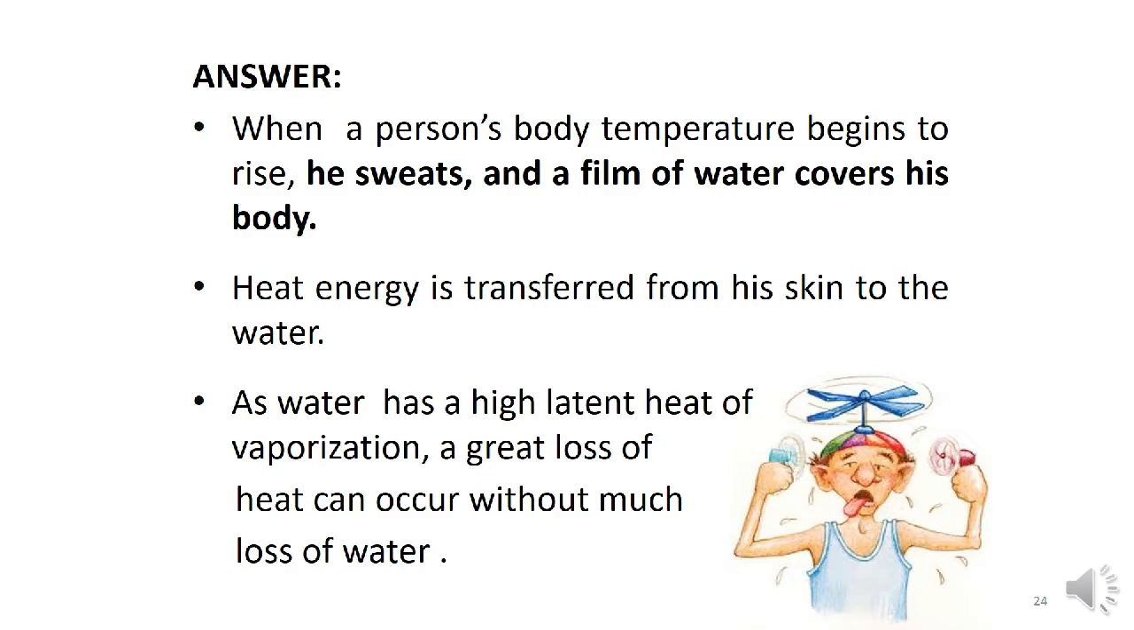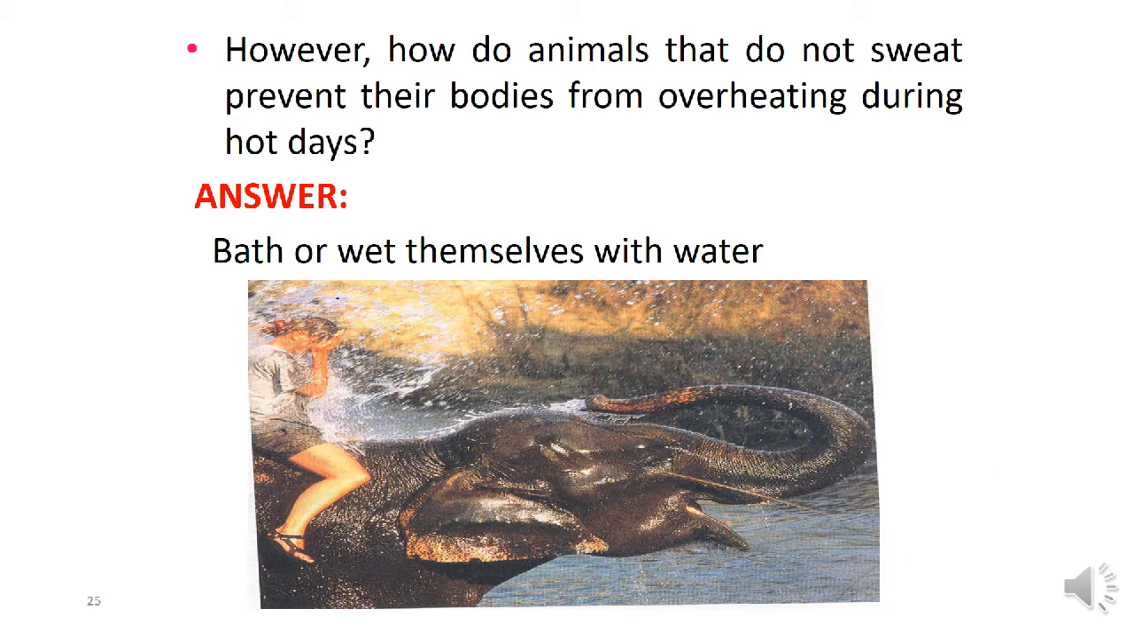This film of water will cover the body, and the heat energy from inside our body will be transferred from our skin to the water film. As water has a high latent heat of vaporization, a great loss of heat can occur without much loss of water from our body. However, how do animals that do not sweat prevent their bodies from overheating on hot days? For example, the elephant in this diagram. In order to reduce their body temperature, they bathe or wet themselves within the water.